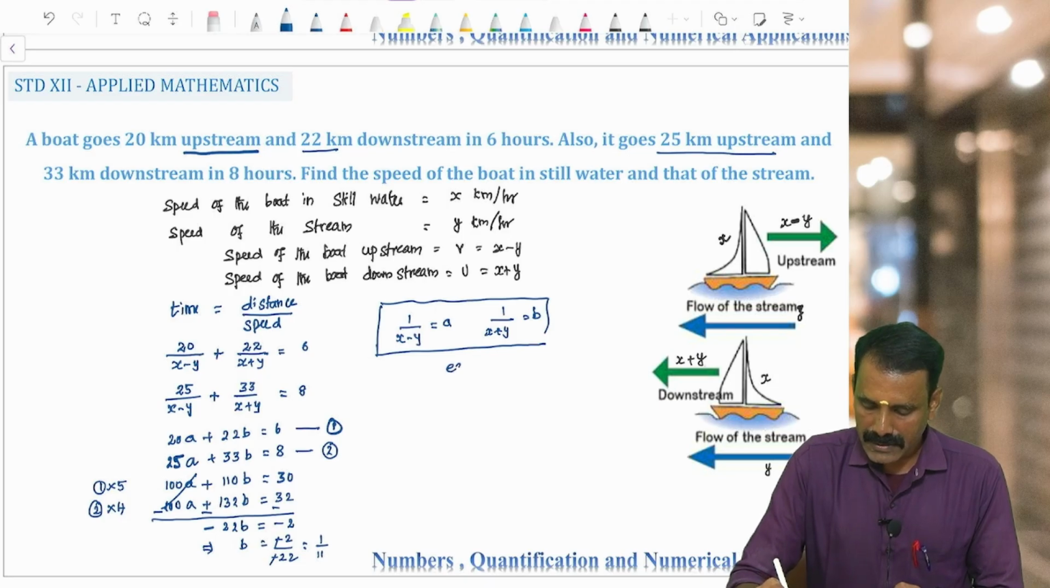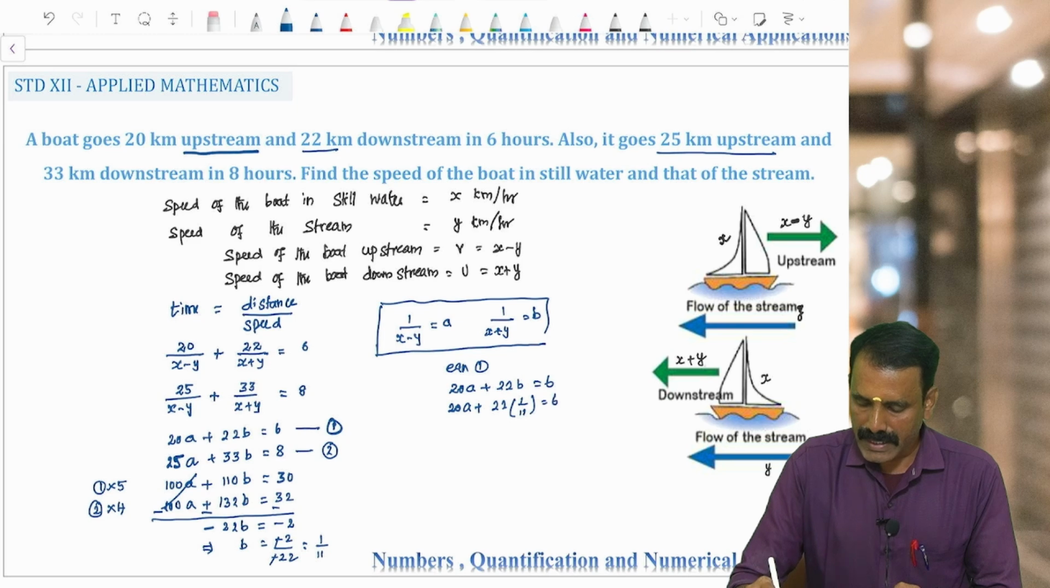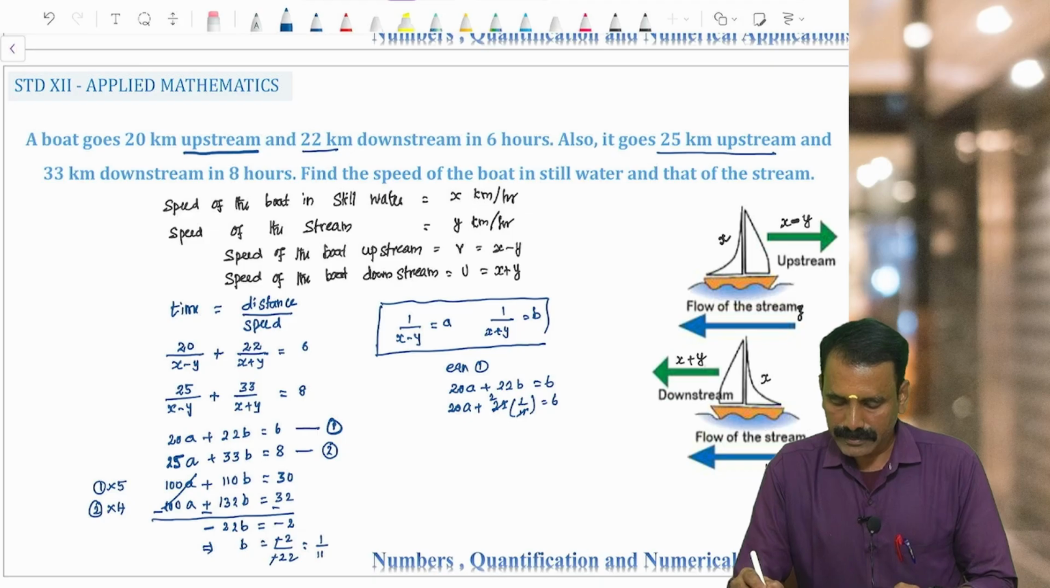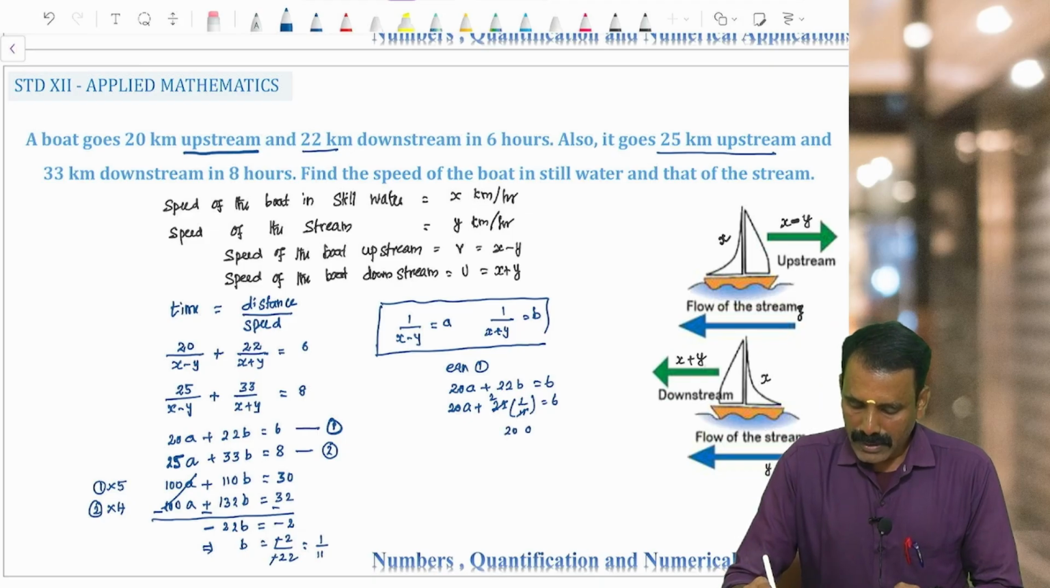Your first equation is 20a plus 22b is equal to 6. 20a plus 22 into 1 by 11 is equal to 6. We cancel the term. 11 goes in 22 2 times. So 20a is equal to 6 minus 2. 6 minus 2 is 4. So a is equal to 4 divided by 20. That is equal to 1 by 5.